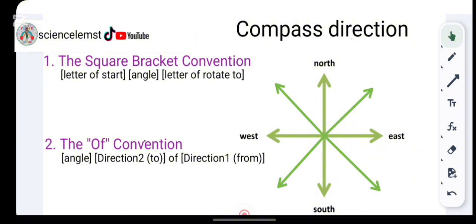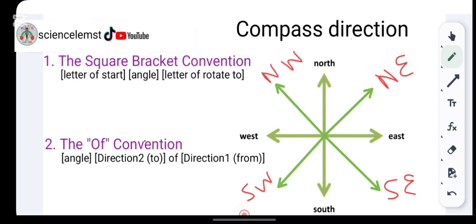Compass direction method. When representing the direction of a vector using compass direction, we focus on the north, the east, the south, and the west of a compass. So if I draw a vector here, you will tell me that this is northeast. And this one you will say it is southeast. And this one you would say it is southwest. And this one you would say it is northwest.